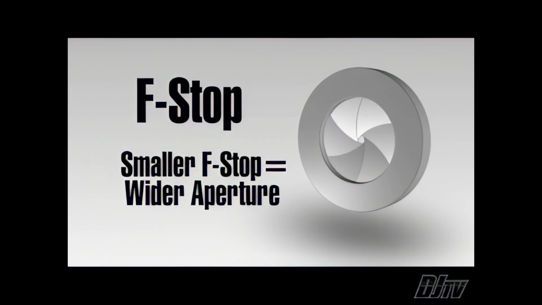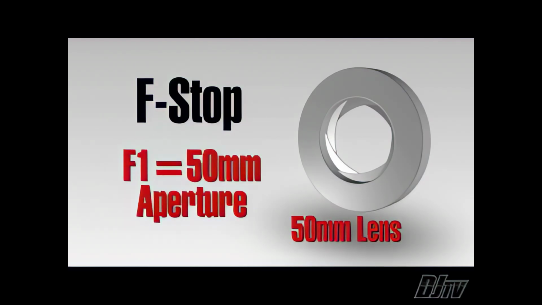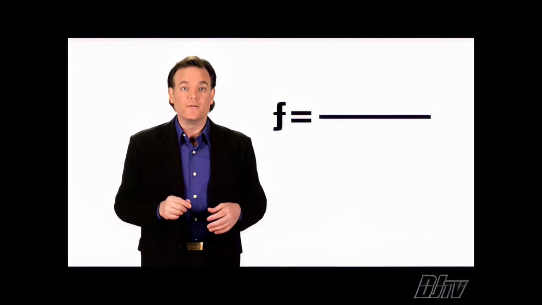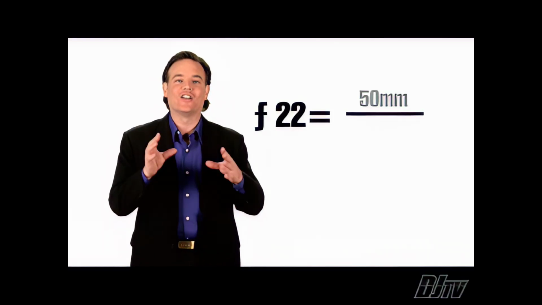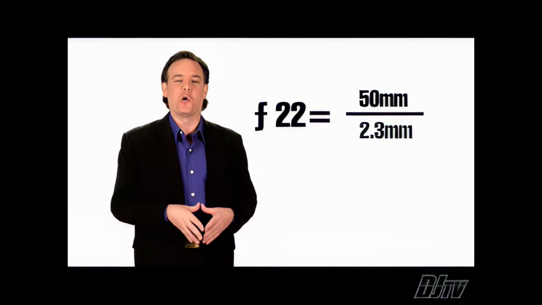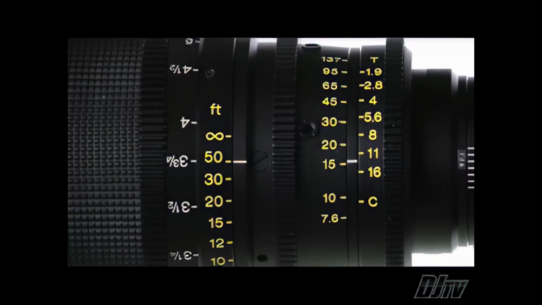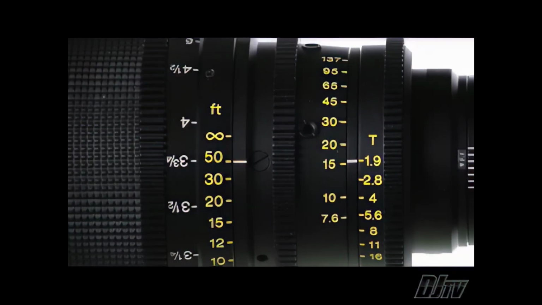Changing the f-stop changes the aperture, which controls the amount of light entering the camera. Smaller f-stops mean wider aperture, which seems odd at first. f1 on a 50 millimeter focal length lens means a 50 millimeter aperture. f2 means a 25 millimeter aperture. Remember, this is a ratio of the focal length to the diameter. So larger f-stops mean larger divisors and smaller apertures. The speed of a lens is determined by its maximum aperture setting.